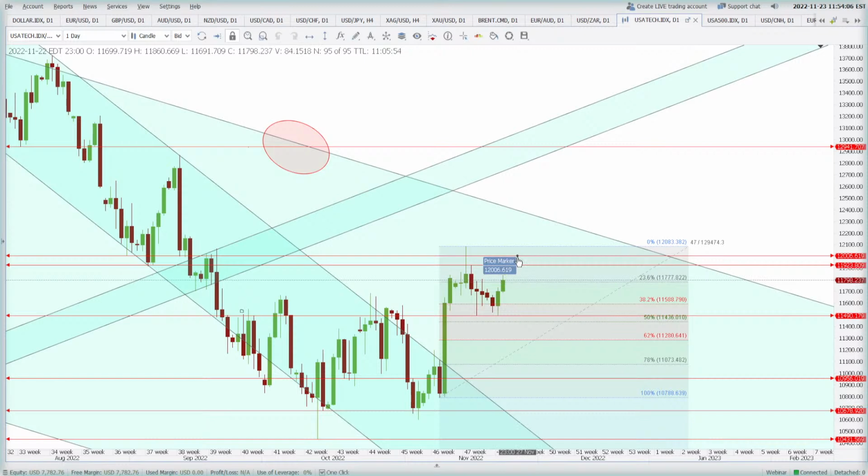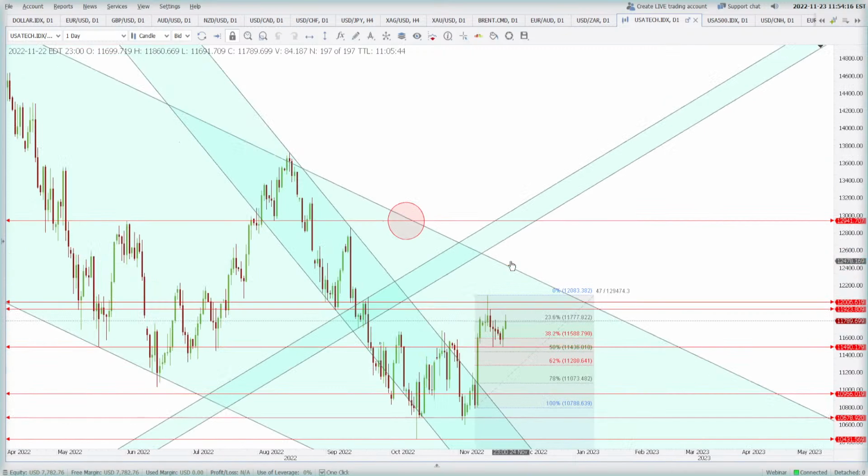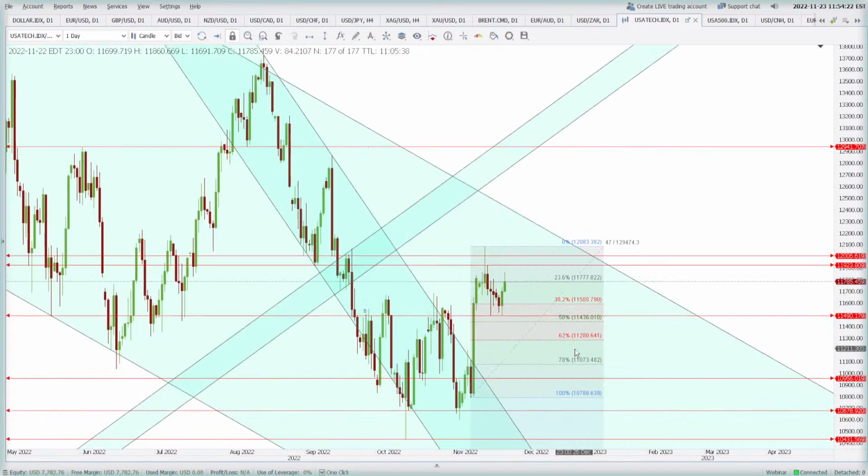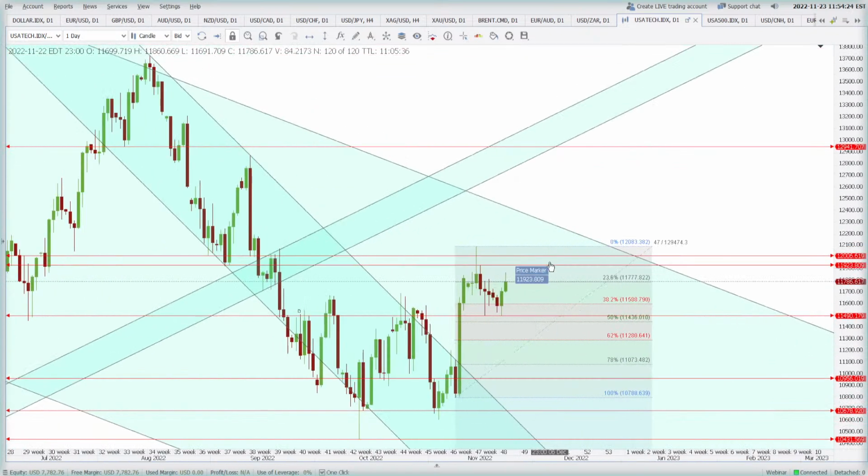12,006 is also possible, but if we are able to break and close a day above 12,006, I think we can safely head towards 12,941. But for that, the price has to break higher than this falling channel's resistance. So keep an eye on these two levels, 11,923 and 12,006. On the lower side, we have a recent support at the 11,490 area.